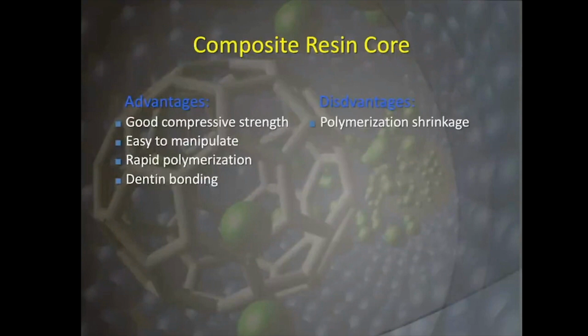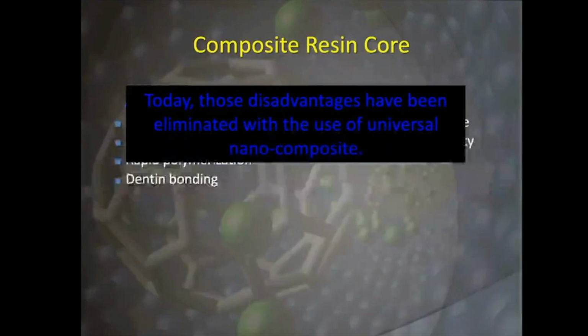Some of the disadvantages of it: there is polymerization shrinkage. There is an issue of poor dimensional stability. And today, these disadvantages have been eliminated with the use of universal nanocomposites. Very often we'll see core material nowadays, especially dual cure. That's the one that I'd recommend. I don't recommend a light cure core material only. You need a dual cure in order to properly have it cured at depths where your light may not reach.